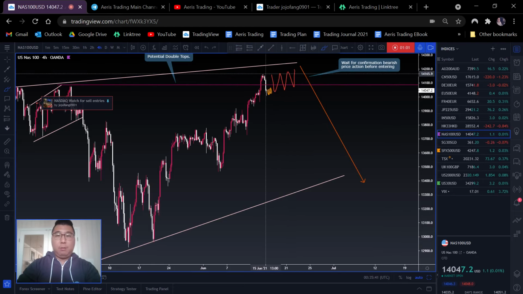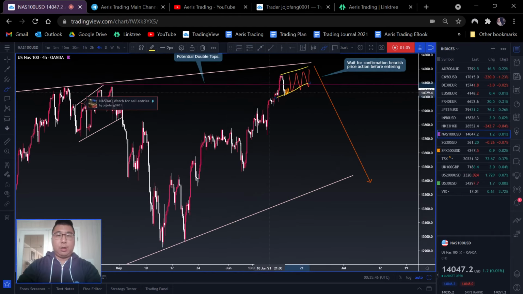So I'll be waiting for some sort of ascending channel here within the larger correction. A little bit more corrective phase here, in my opinion, would be a good confirmation that the bullish move is exhausted and we might be getting a reversal correction within and a push down of the price.